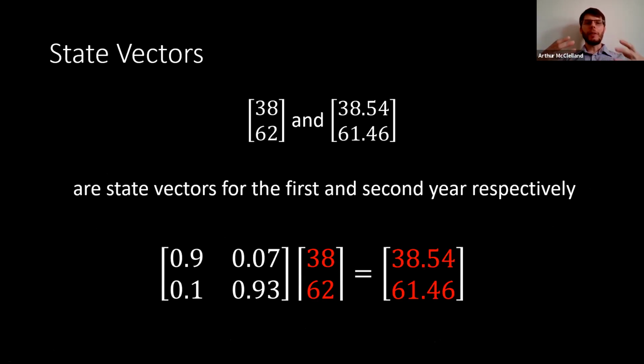So let's think of these vectors that we've written as state vectors. Here, the state we're worrying about is the number of readers. And so this 38 and 62 vector is the readership in the first year. This 38.54 and 61.46 is the state of the readership in the second year. So we can generalize this just being state vectors.